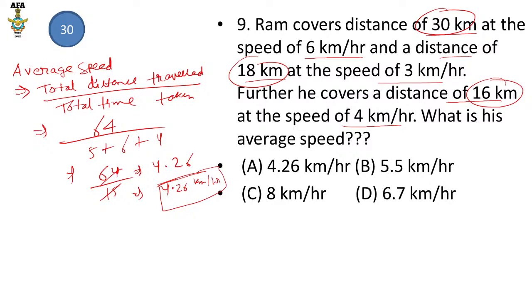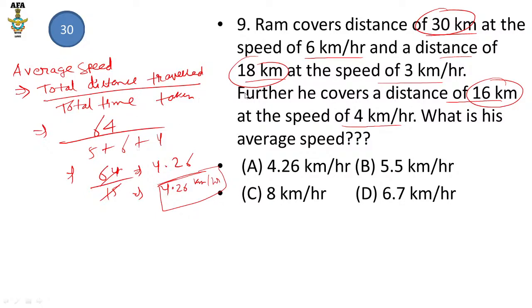Okay, I told you how to solve this question. Average speed equals total distance traveled divided by total time taken. Total distance is 30 plus 18 plus 16, that is 64, and total time taken is 5 plus 6 plus 4, that is 15.